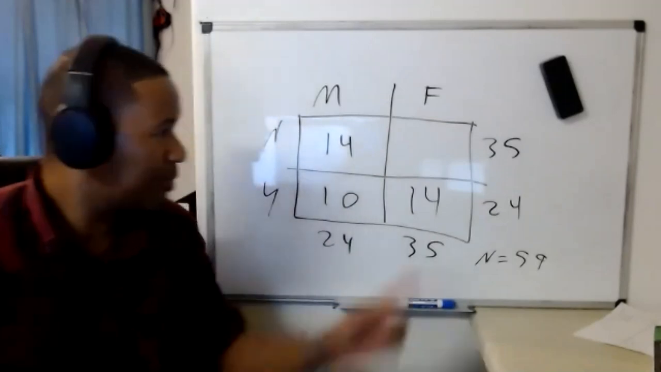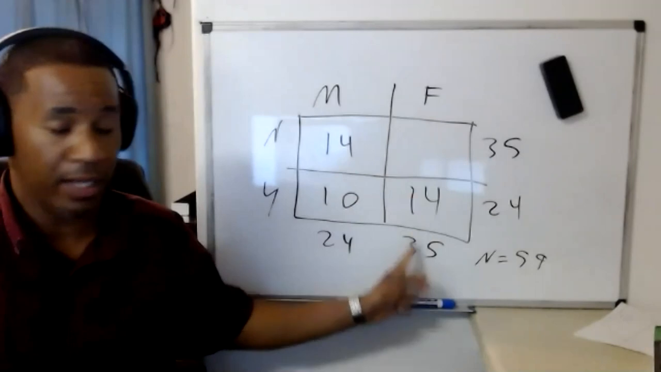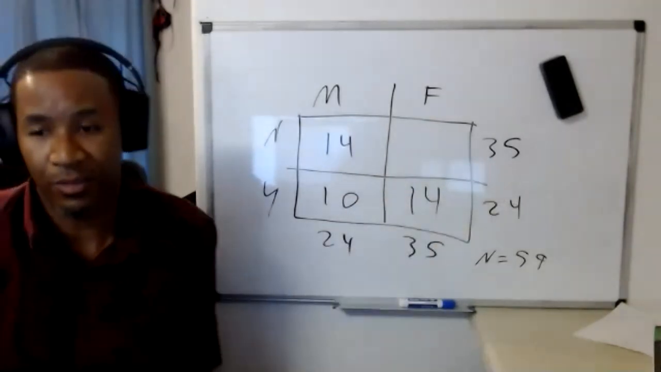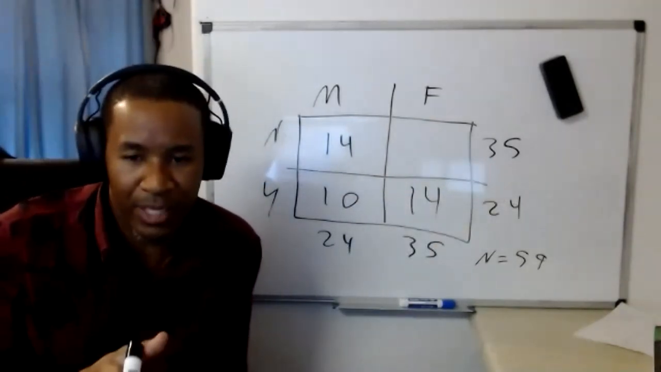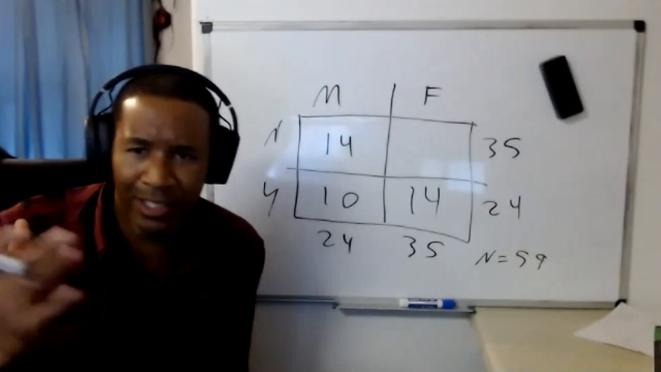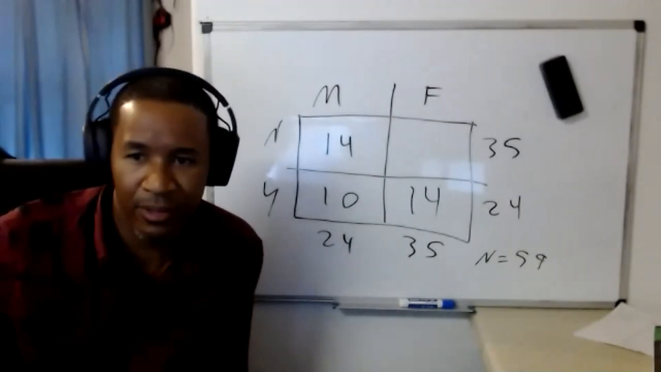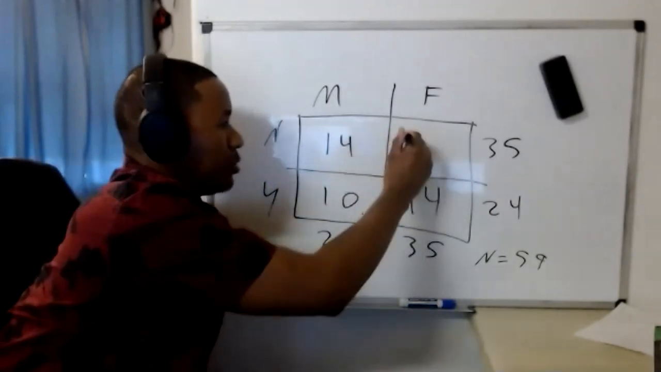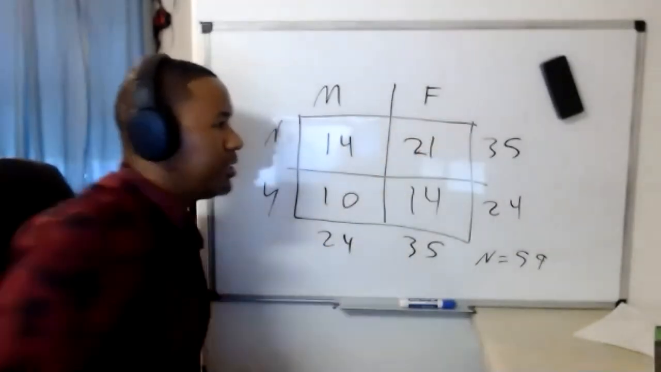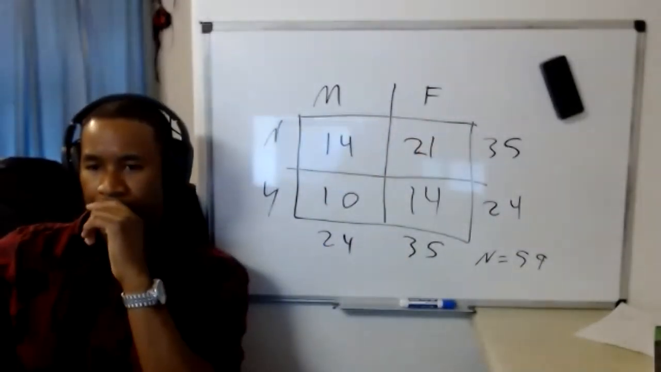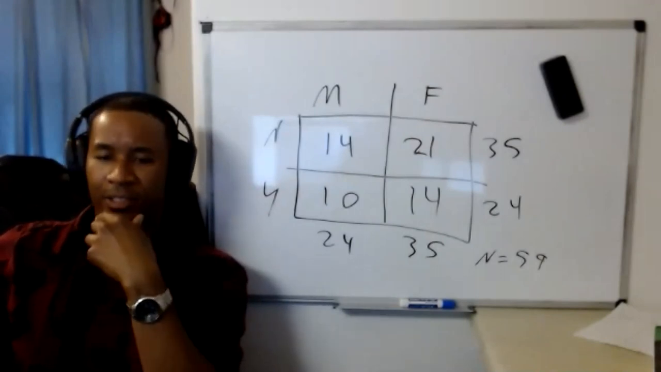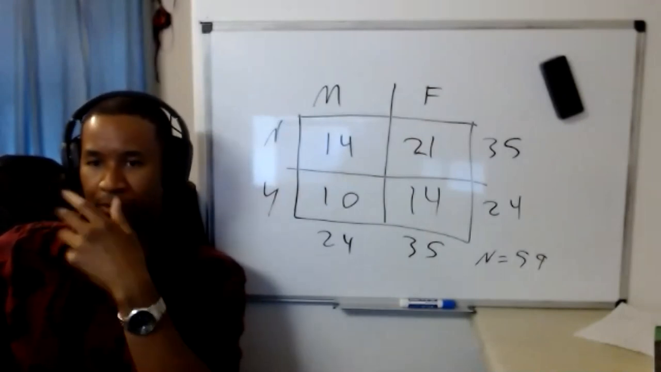21. No. So for this one, the column total is 35. The row total is 35. So we do 35 times 35 divided by 59. So I think somebody said the number. What's the number? 21. 21, good. Okay, so 21. Everybody get these numbers? Yes. Okay, good. So everybody understood how to calculate these expected frequencies?